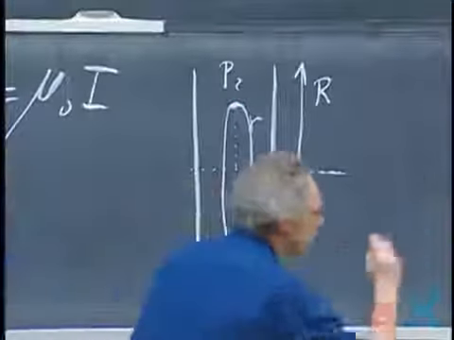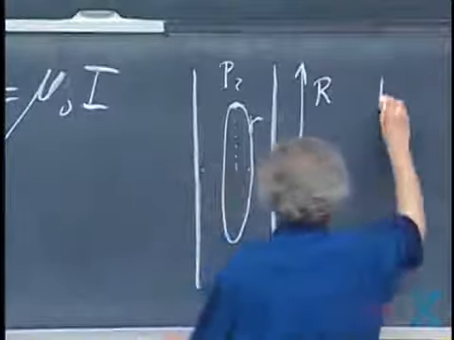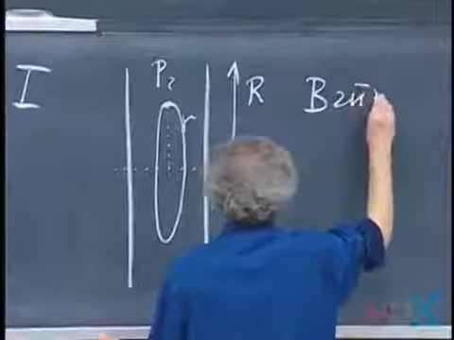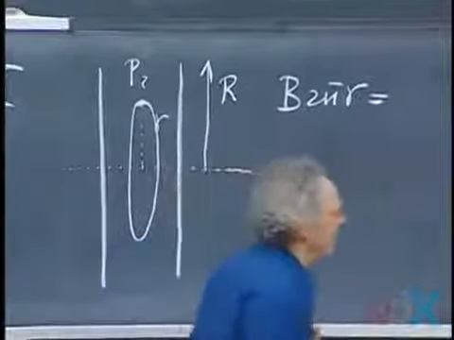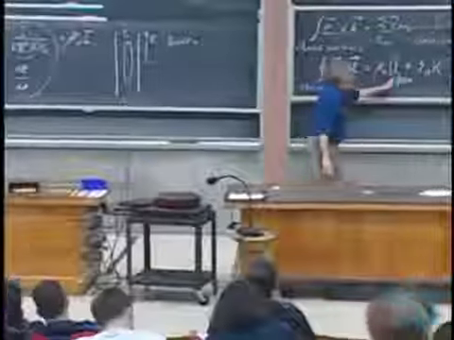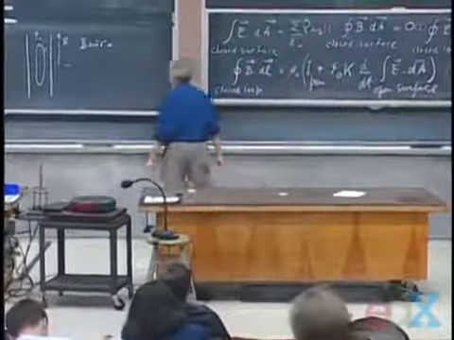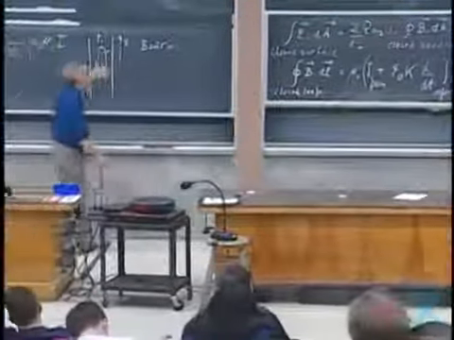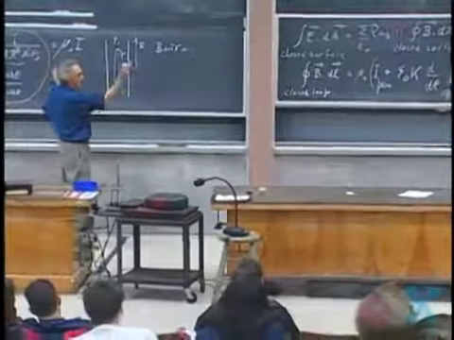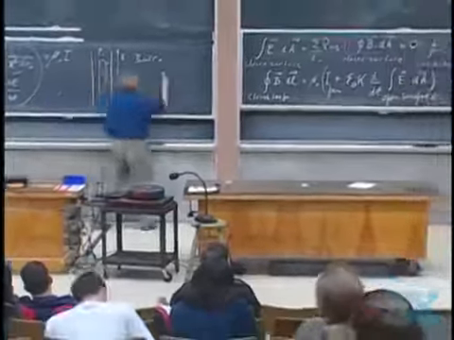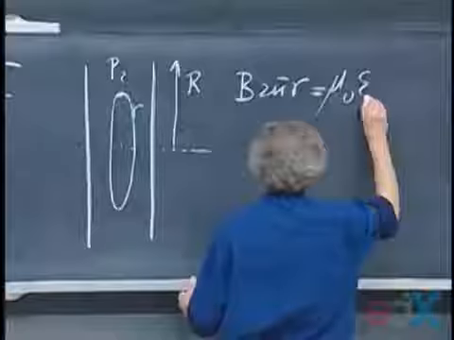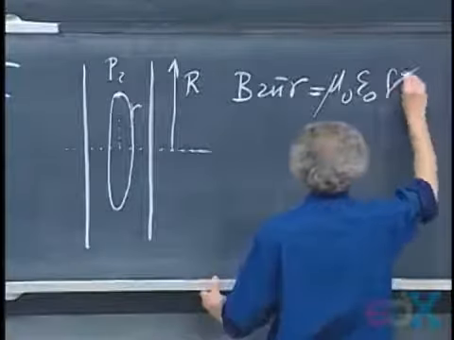I apply now the new law. B times 2 pi r. And there we go. We have a mu zero, we have an epsilon zero, we have a kappa. There's no current going through here, so I_pen is zero, right? That's not even an issue. So we get mu zero, epsilon zero, kappa.